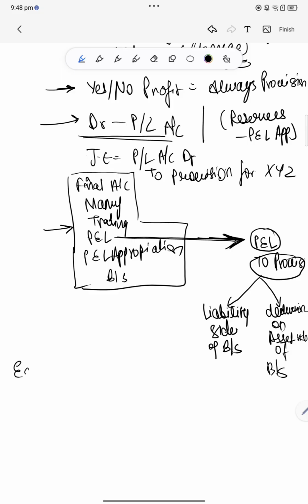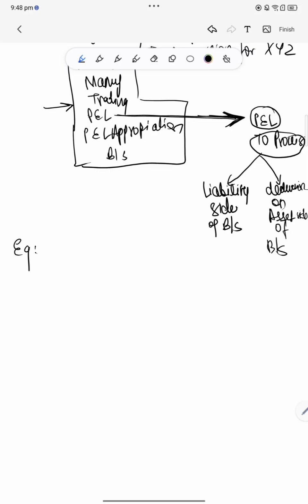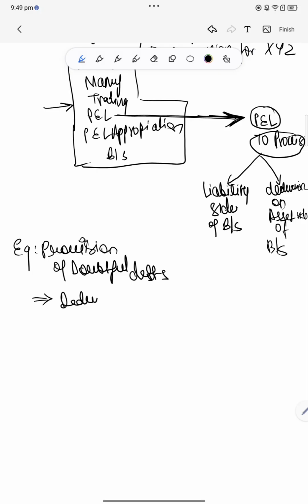So let me give you some examples, and I'll also tell you where these are shown in the balance sheet. This is not a conclusive list, it is illustrative; there exist many more such examples, but I'm just giving a few of them. For example, provision for doubtful debts. This is created for recording doubtful debtors. It is shown as a deduction on the asset side of the balance sheet under debtors. First, this is clear: provision for doubtful debts.